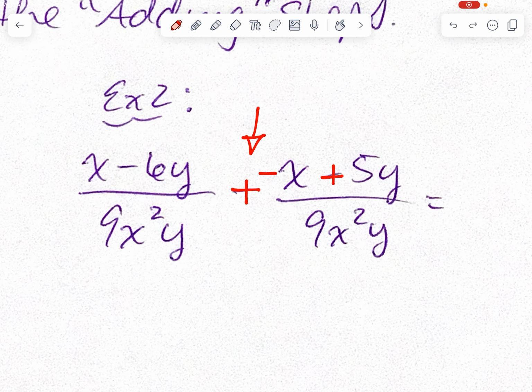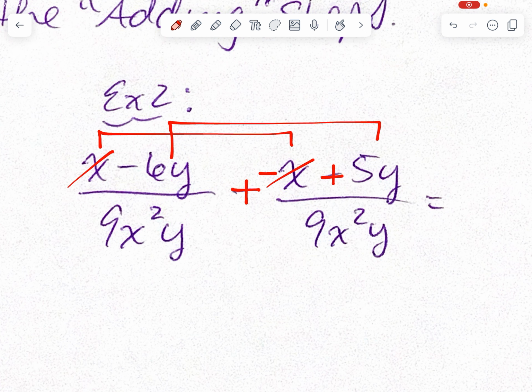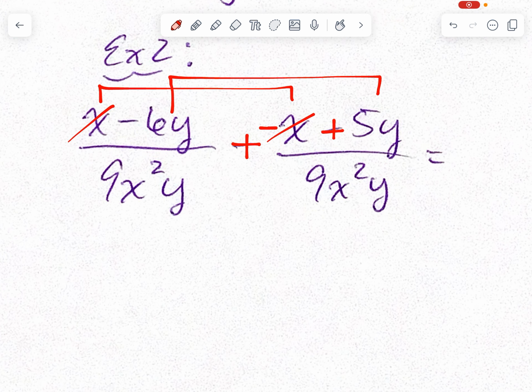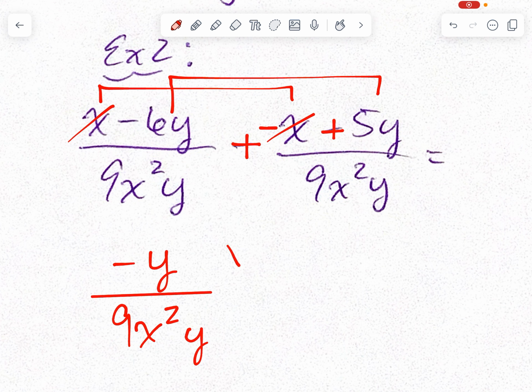Okay, now we're ready to combine like terms. So x's go with x's. X minus x is 0x. It's nothing. They cancel out. They go away. So we go -6 plus 5. -6y plus 5y is -1y. And we just simply put that over the common denominator of 9x squared y.